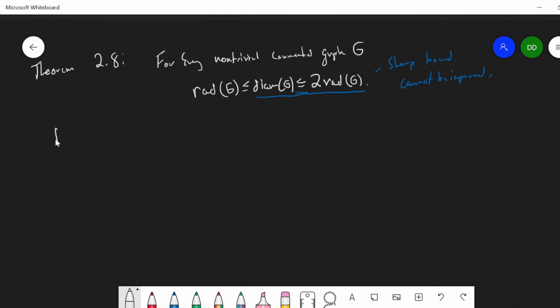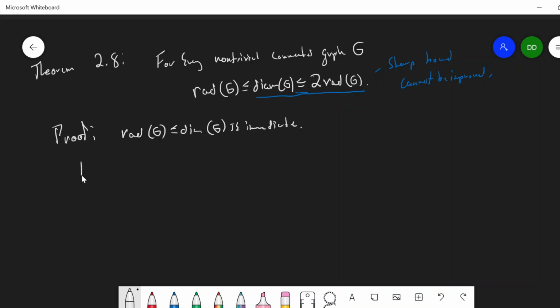So let's prove this. As I said before, the radius of G is less than or equal to the diameter of G. This, again, follows directly from the definition of each, right? Radius was the minimum of all the eccentricities. Diameter was the maximum of all eccentricities. So the minimum of a set is certainly less than or equal to the maximum of a set. So this is immediate. I really want to prove this inequality.